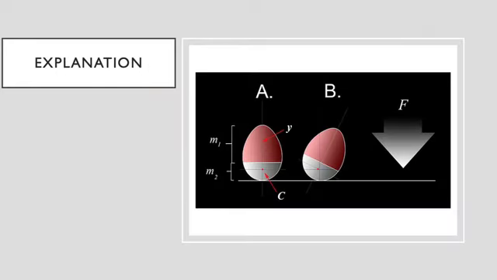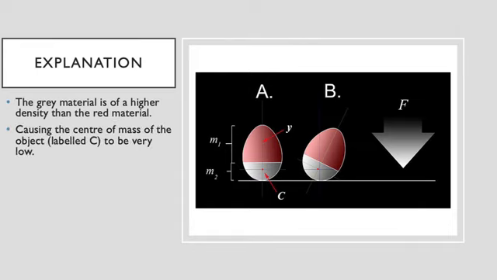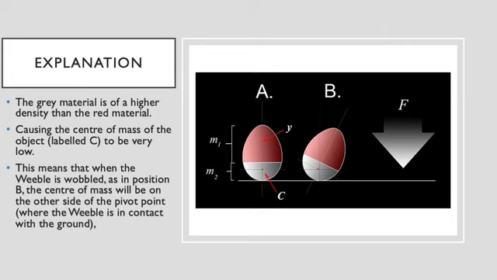Right, so have a look. This is the explanation. This is the innards of a Weeble, believe it or not. So the grey material is of higher density than the red material, causing the centre of mass of the object, which is labelled C in our diagram, to be very low. So the centre of mass is low.